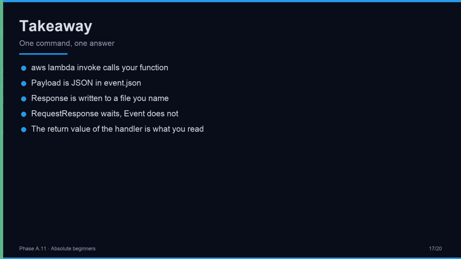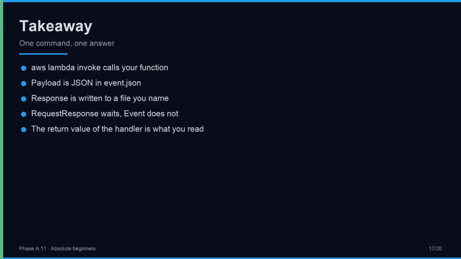aws lambda invoke is the one command that calls your function. You pass a JSON payload. You name an output file. AWS sends the payload in, runs the function, and writes the return value to the file. Synchronous invokes wait for the answer, asynchronous ones fire and forget. The handler's return value is exactly what you read back. That is the entire invoke model.